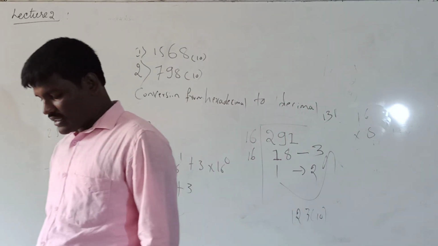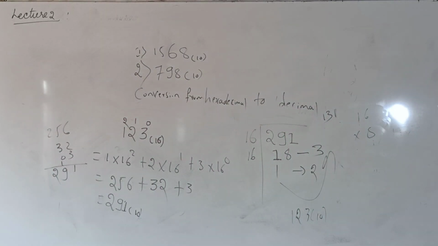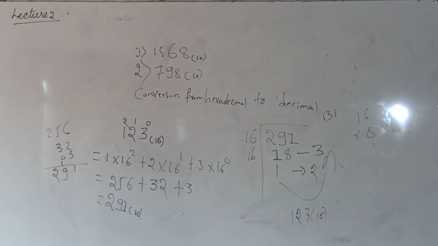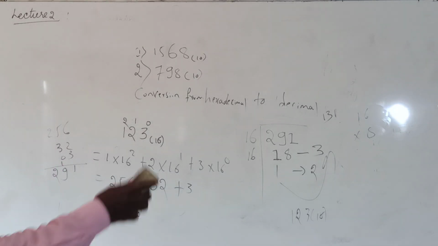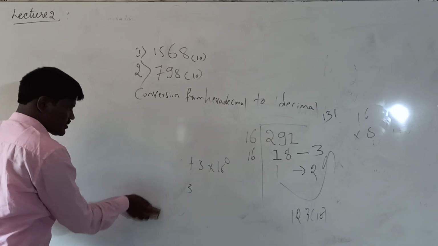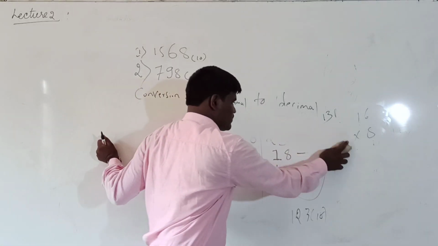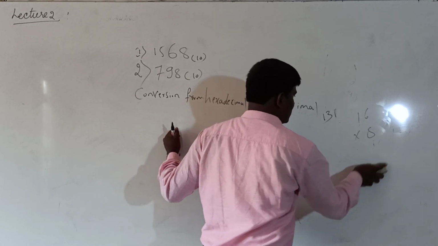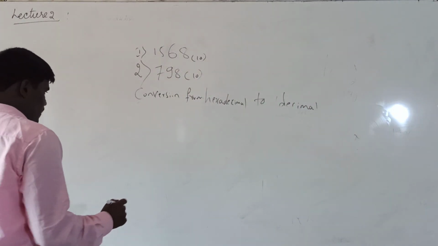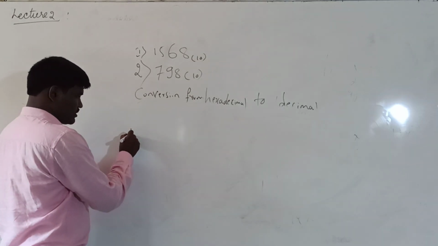See here, 123 to the base 16. So this is very important for the examination also. Most of the time they ask the conversion from decimal to hexadecimal or hexadecimal to decimal. So another example. This is different.